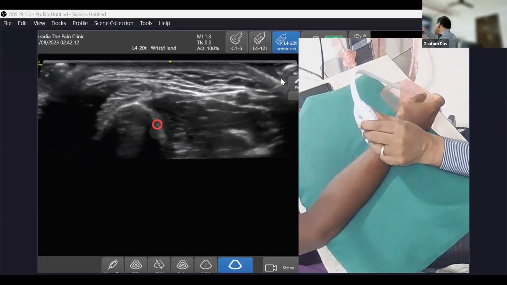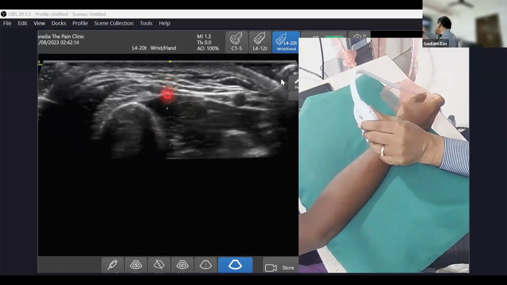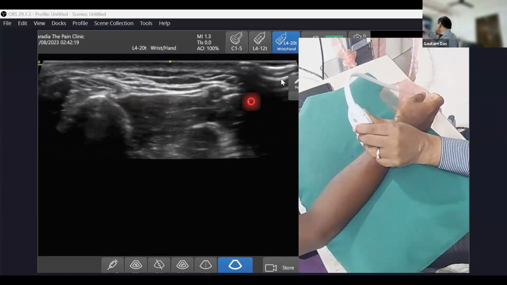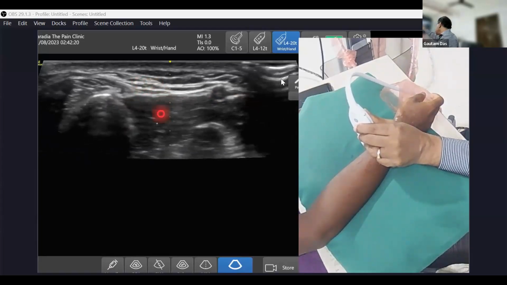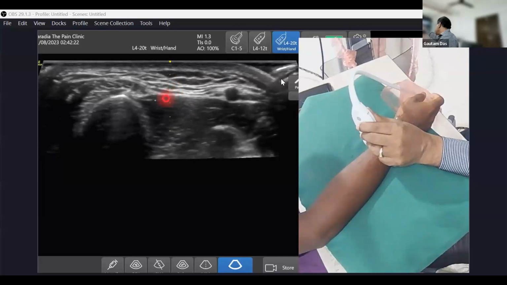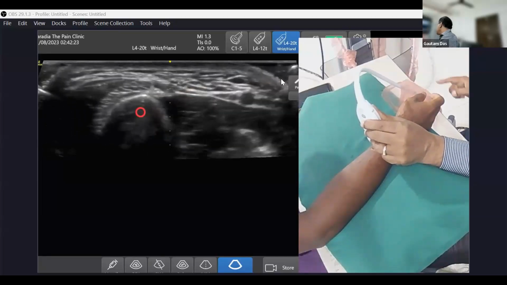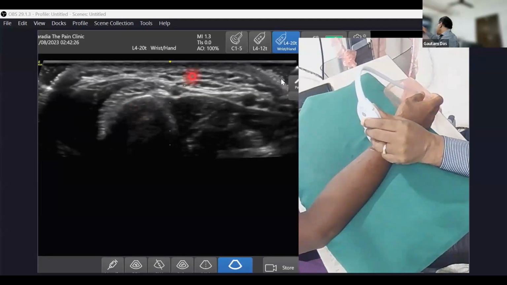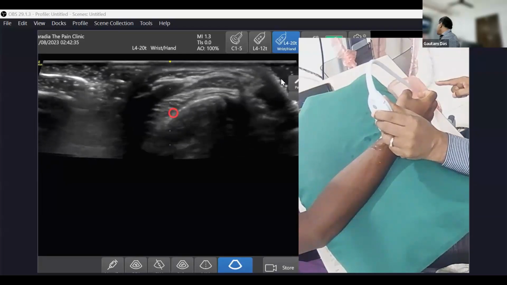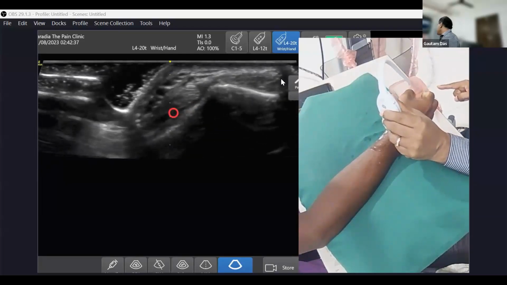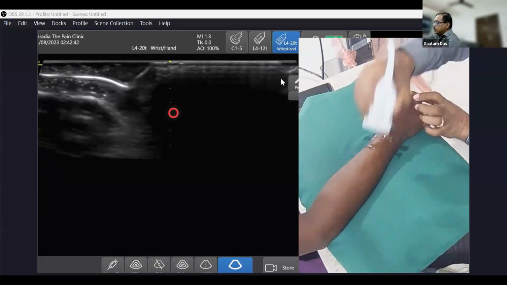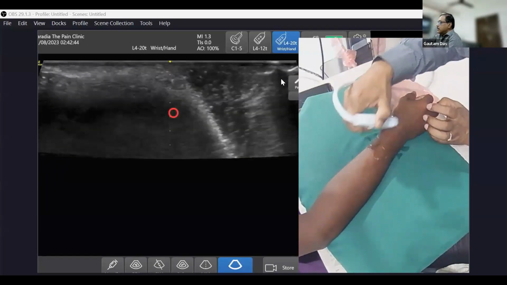This was your nerve, seen between the radius and the artery. If I go more proximally, this was your nerve, and the nerve gradually goes more towards the bone. So this was your superficial branch of the radial nerve, and it will be coming onto the dorsal side of the wrist. So now this was your dorsal aspect.